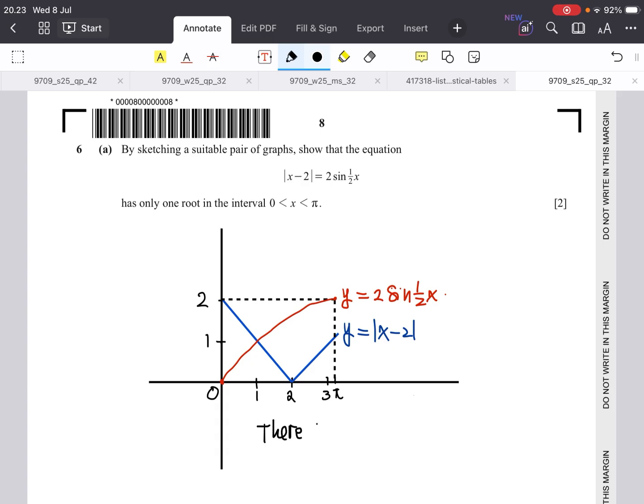So there is only one intersection. The intersection is the root of this equation.